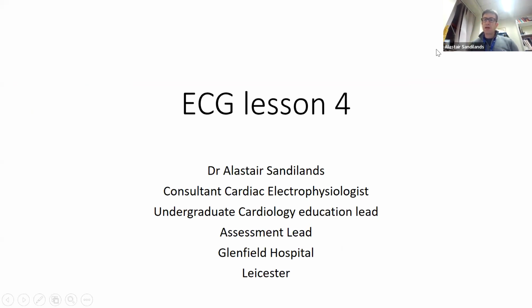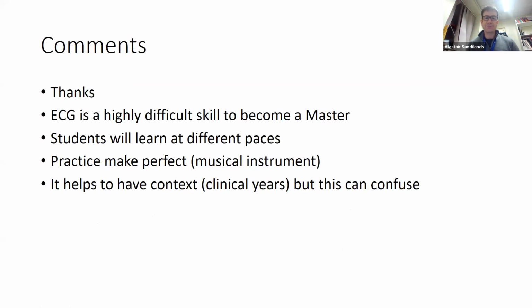So on to tachycardias, and I've tried to split those up into narrow and broad. Next week we'll do broad tachycardias before the last lecture, which is sort of a revision session on cardiology.